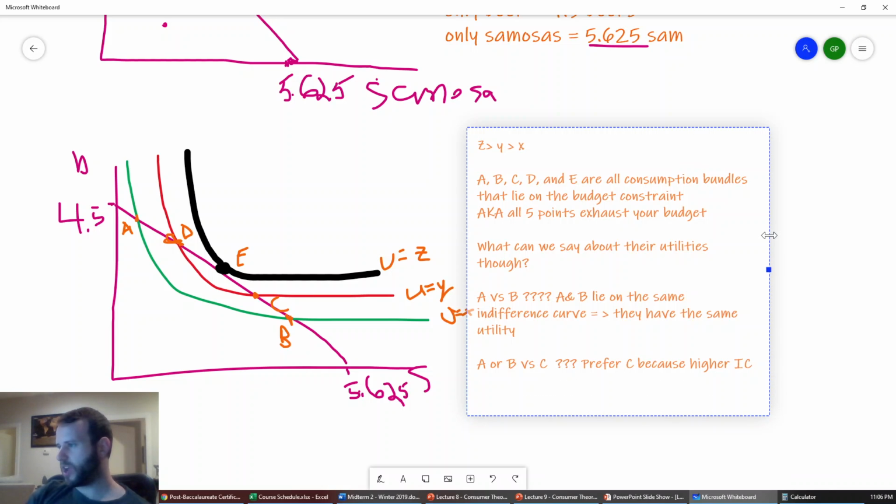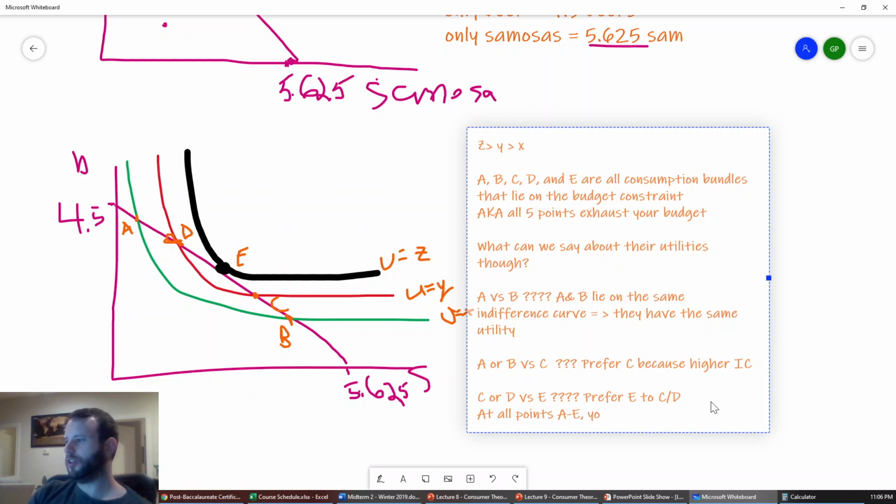Okay. What about C or D versus E? For the same reasons that you prefer C to A, that they're on a higher indifference curve, you prefer E to C or D. Okay? Because C and D both get you Y utility, but E gets you Z utility. So Z is a higher utility function, or a higher indifference curve. Okay? So at all points A to E, you are spending all your calories.